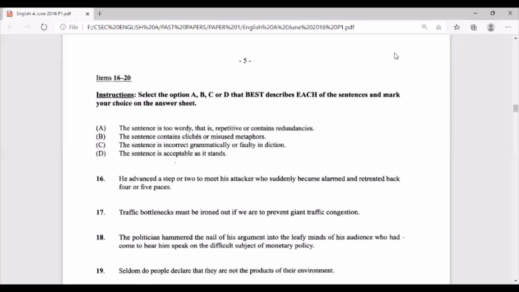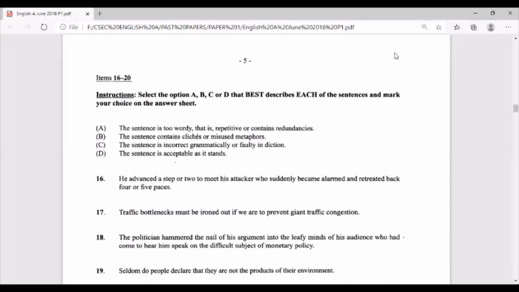And B, the sentence contains cliches or misused metaphors. So we're using metaphors, which are comparisons without using the as or like. Cliches are almost like proverbs, where you hear these sayings and they probably don't even mean that much to you, but you hear the sayings probably from older folks, and so they've been around for a while. But in this case, we're looking for metaphors that just do not match what the sentence is trying to tell us.